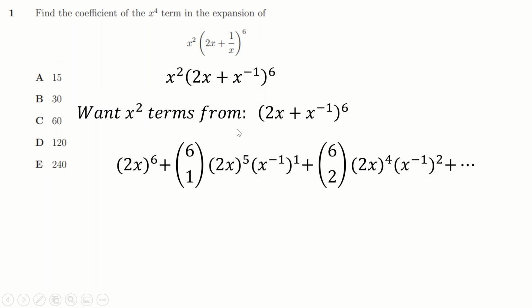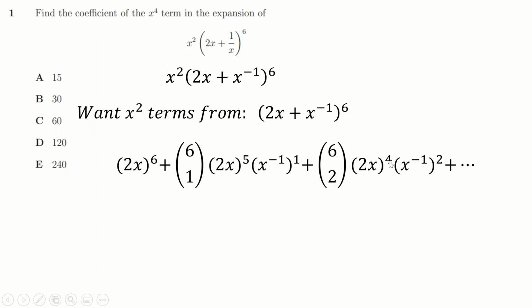So I'm going to take this to the power 6 first. Then it's going to be 6 choose 1, 5 of those and 1 of those, and then 6 choose 2, 4 of those, and then 2 of those. And this is actually going to be the coefficient that I want, right? Because that's going to give me an x to the 4 times x to the minus 2, which is an x to the 2. Anything more than that is going to give me a lesser coefficient, and these coefficients are too high. So it's this term that I want.